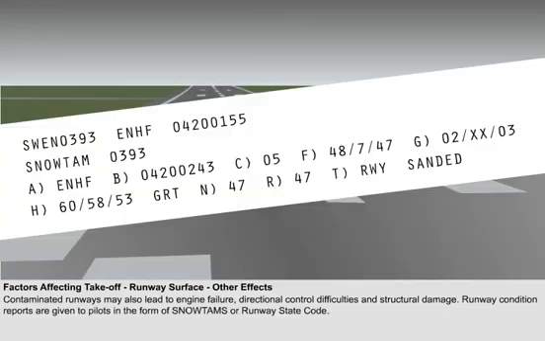The information on the contamination will be provided by the aerodrome and issued to the pilot through a report. These reports are either by SNOTAM or a runway state code. Use these reports and your aeroplane flight manual to best gauge the performance considerations.